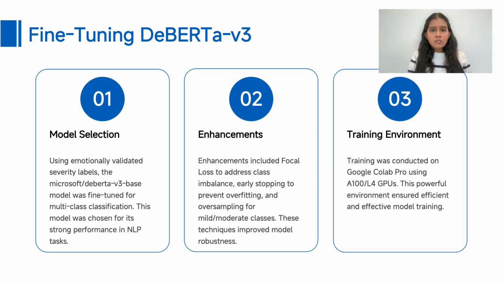To improve robustness, I introduced several enhancements. I used focal loss to better handle class imbalance, especially since severe cases were fewer. I also used oversampling for underrepresented classes and applied early stopping to prevent overfitting. Finally, training was performed on Google Colab Pro using high-performance GPUs such as A100 and L4, which allowed efficient training of the model within a reasonable time frame.